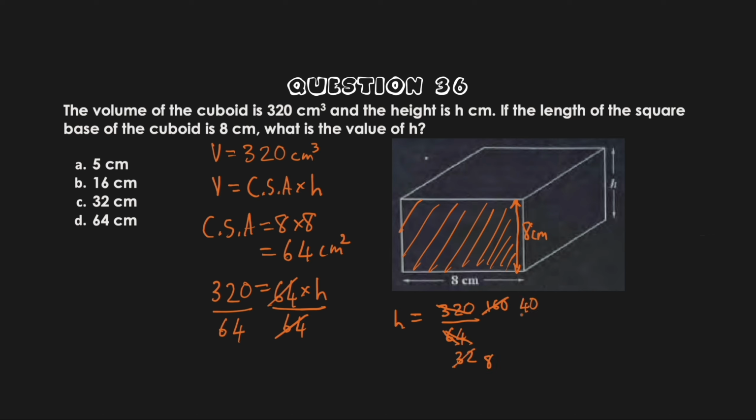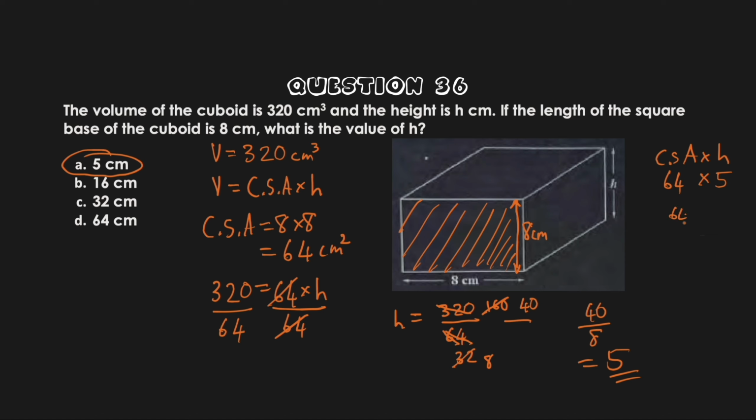So now I have 40 over 8. So 40 over 8 is the same as 40 divided by 8, which is equal to 5. Therefore, our answer is equal to 5 centimeters. So if we were to back check this, it would be like saying 64, which is a cross-sectional area, multiplied by the height, which is 5 from what we got.